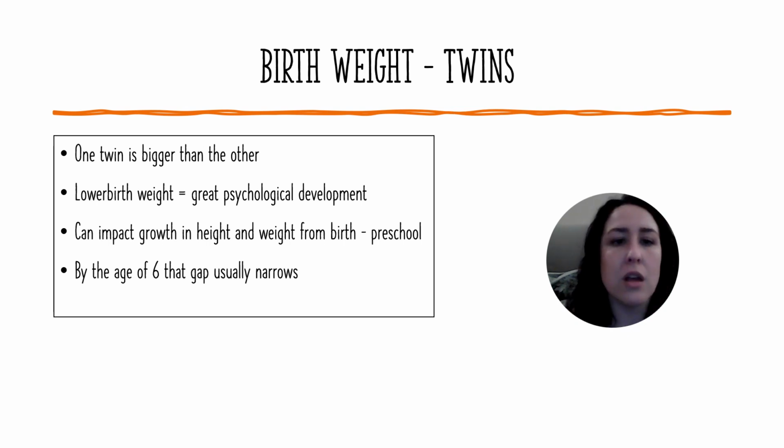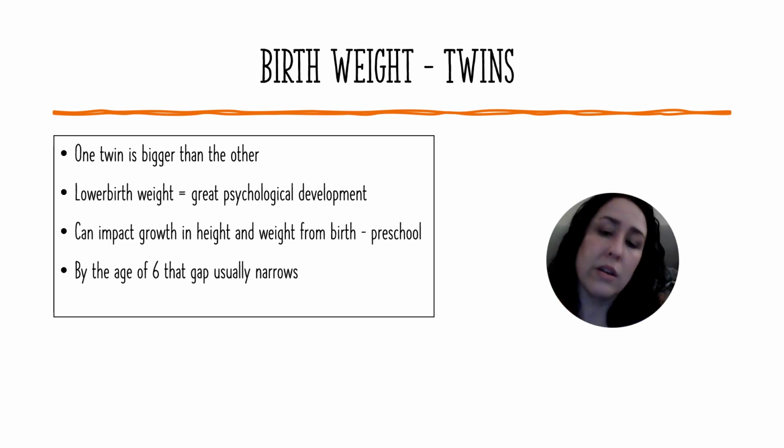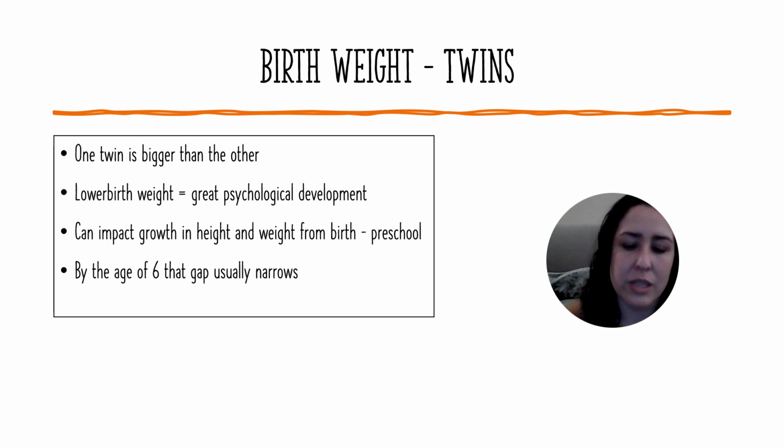The lower birth weight twin usually has delayed psychological development. And most of the time, by the age of 6, that gap usually narrows. Sometimes it's not always the case. There are some cases where the smaller twin does not catch up to their bigger twin, but that low birth weight can cause delays in the psychological development. I thought that was pretty interesting, and it was pretty cool.